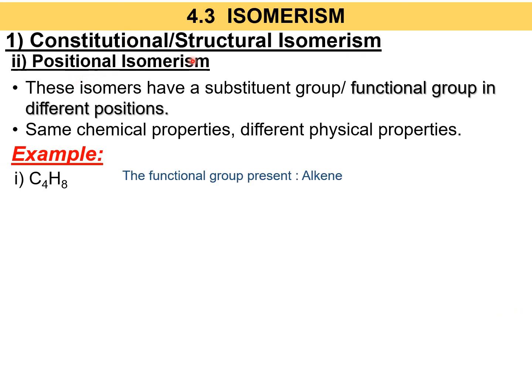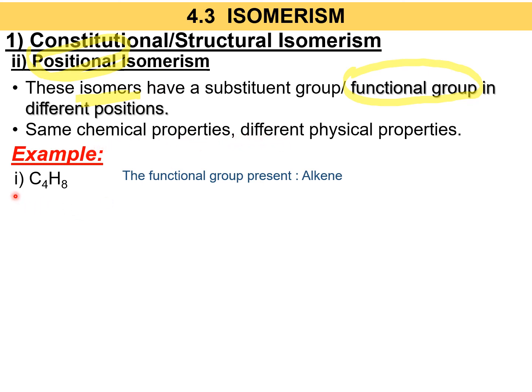Okay, the next constitutional structural isomerism that you need to learn is positional isomerism. Previously you learned about chain isomers, where if the position of the carbon in the isomers changes, it is known as chain isomers. But what about positional isomers? Positional isomers are isomers where you can change the position of the functional group. But when you change the position of the functional group, the molecular formula stays the same. That is part of positional isomerism. They will still have the same chemical properties and different physical properties.